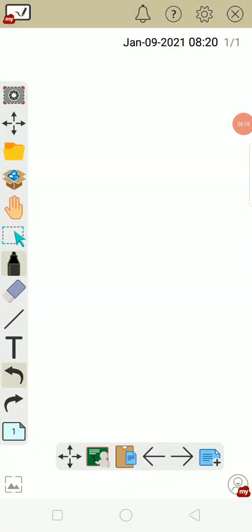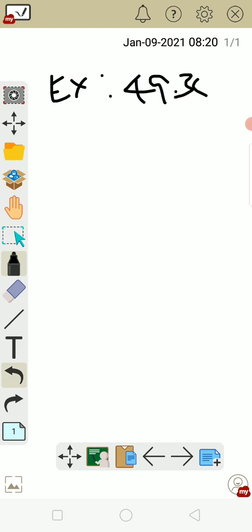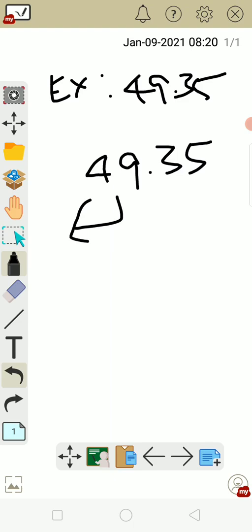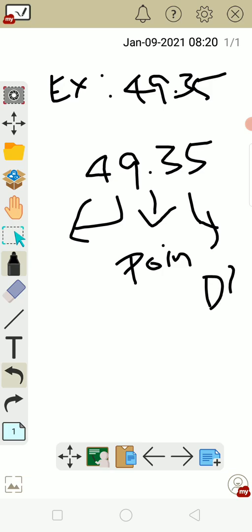Okay, look at some examples. Example 1. Take the example 49.35. Okay, 49.35 is a decimal number. Look at it. 49 is the whole part or integral part. After the whole part, you have a dot. The dot we call the decimal point. Then after the decimal point, the right side of the number we call the decimal part.